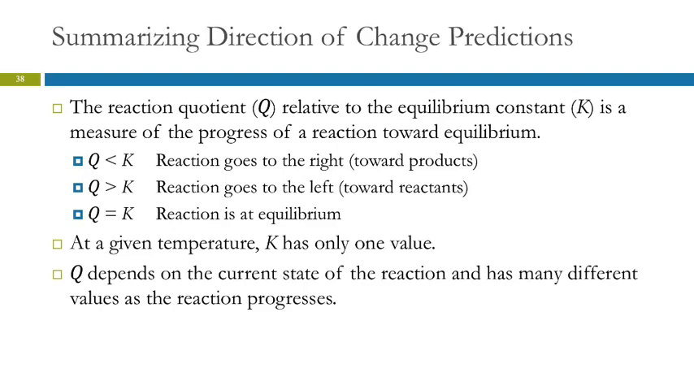So this is summarizing. We look at the reaction quotient relative to the equilibrium constant. So if the quotient is less than K, the reaction is going to go towards the right, to the products. If it's greater than K, the reaction is going to proceed to the left, towards the reactants. And when Q is equal to K, that means that the reaction is at equilibrium. The forward and reverse reactions then are happening at equal rates. We see no overall change in concentrations.